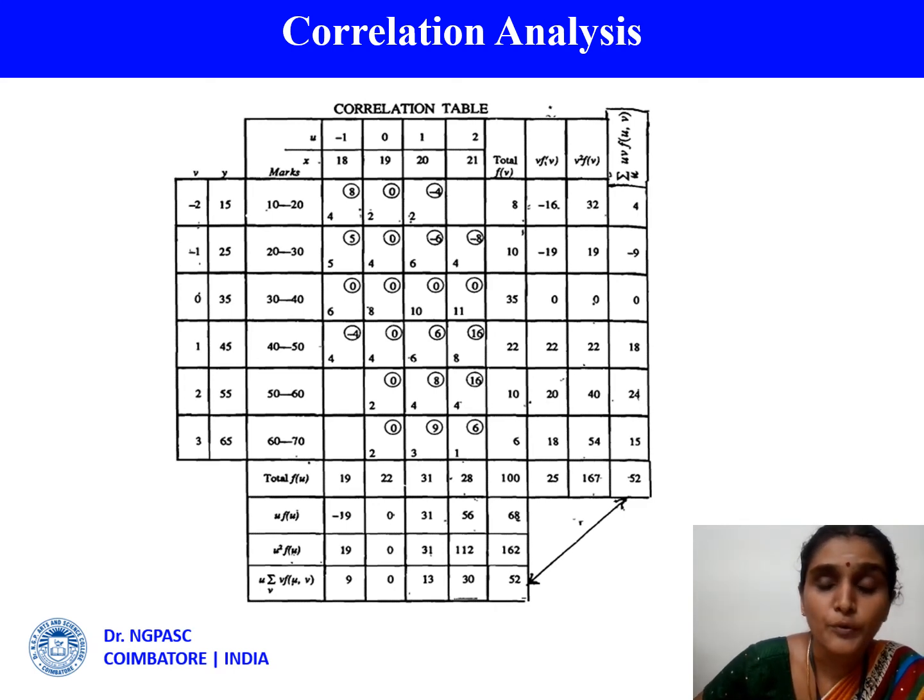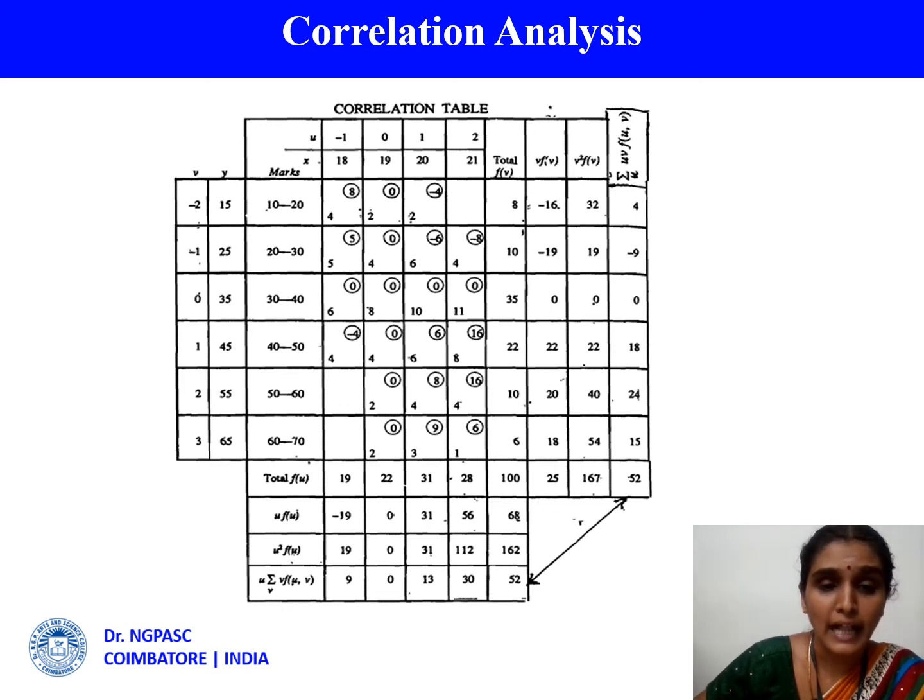In the case of u, we are changing the origin alone. So here the formula is u is equal to y minus 19. So 18 minus 19 is minus 1, 19 minus 19 is 0, 20 minus 19 is 1, 21 minus 19 is equal to 2. So we have changed the variables x and y to the variables u and v.